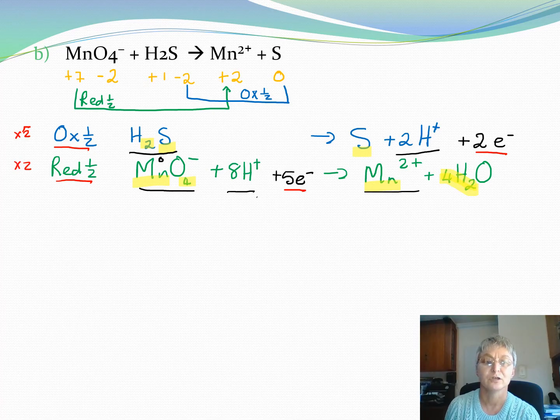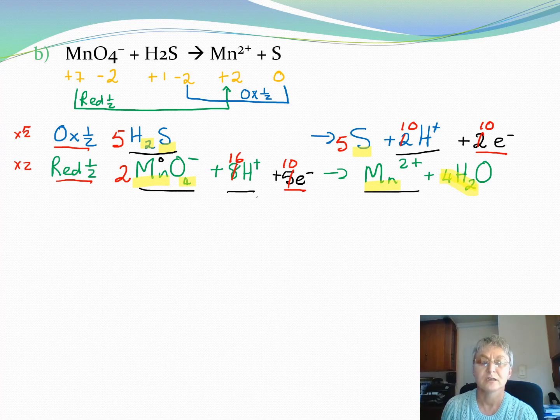So 5 hydrogen sulfides will give us 5 sulfurs, 10 hydrogens, and 10 electrons. The reduction half reaction says 2 permanganates will need 16 hydrogens and 10 electrons, and it will give us 2 manganese 2+ and 8 waters.